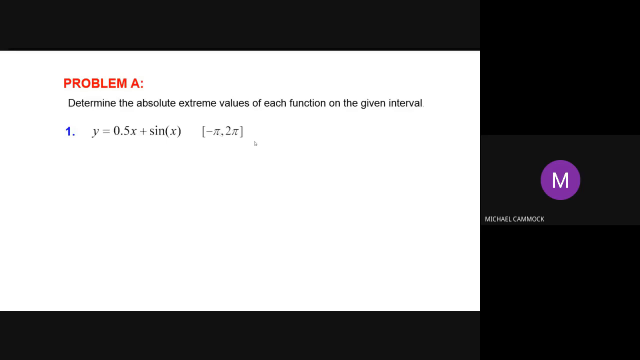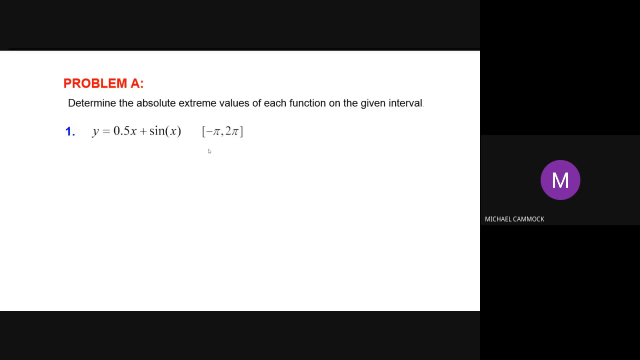Remember that minus pi means that I'm doing a rotation in a clockwise direction, whereas 2 pi means I'm doing a rotation in a counterclockwise direction. That will come up when we're trying to solve the trig equations later on. But first things first, here is the function that we're going to be trying to find the extreme values for, the y values. Where is the biggest y that you're going to get between minus pi and 2 pi for this function? It's partially a linear function and partially a trig function.